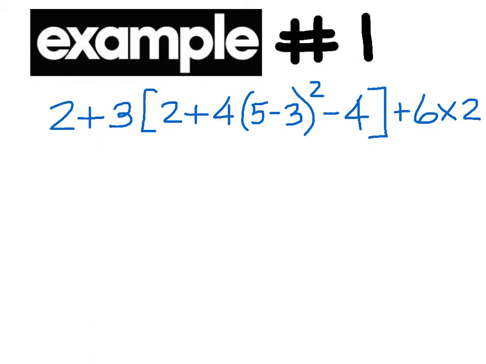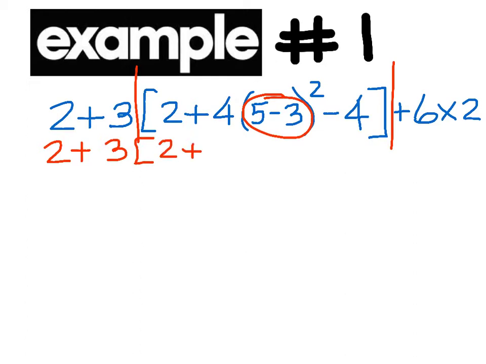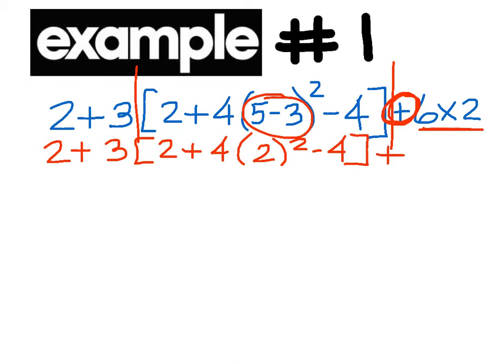Go to the brackets first. Inside the brackets, here, you're going to start over and then look for parentheses. So you have a 5 minus 3 you have to do first. So everything else is going to stay the same while you're getting that 2. Except on the back side here, notice you have a plus sign. You can do that 6 times 2 now. Make that plus 12. Get it out of the way.